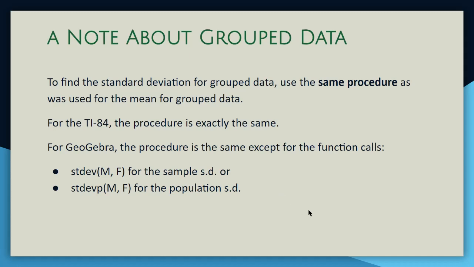First, grouped data is the same procedures as it was for the mean. For TI-84, you do it exactly how you did the mean for grouped data. For GeoGebra, same process. Make the two lists, find the midpoints, enter the frequencies, except now you're using that standard dev or standard dev p function call.